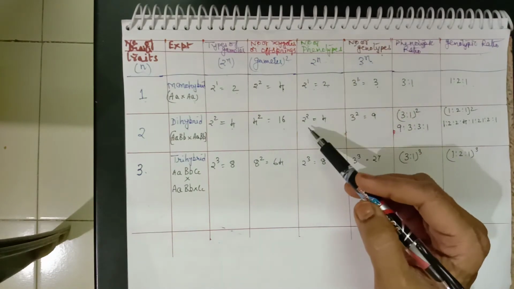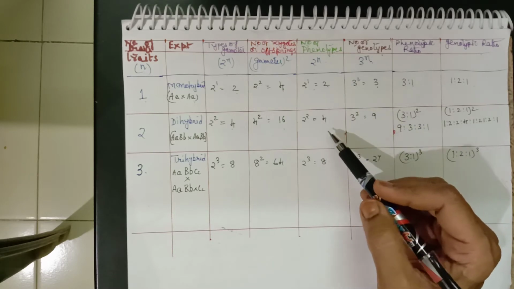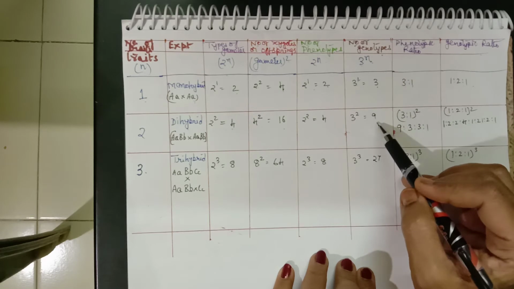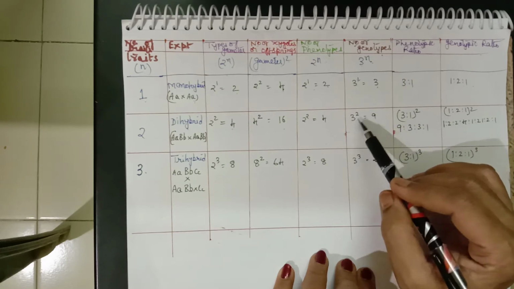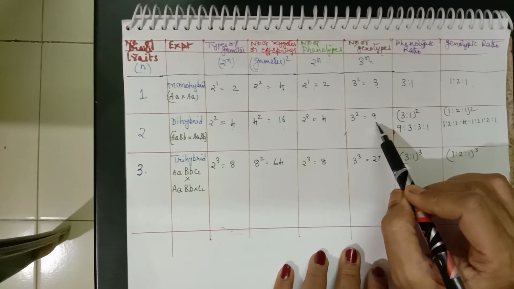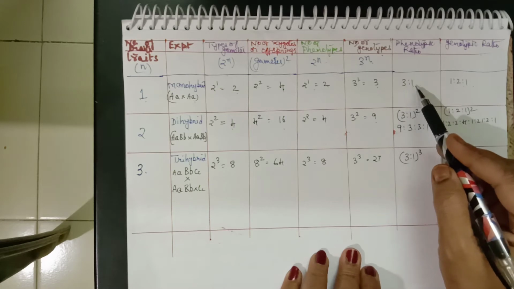The next, number of phenotypes, again the same, 2 to the power of n, just like the number of gametes. So here we get 4. Then next is the number of genotypes. The number of genotypes is 3 to the power of n. So here characters are 2, so 9 different genotypes. Phenotypic ratio, we know the monohybrid ratio is 3:1.